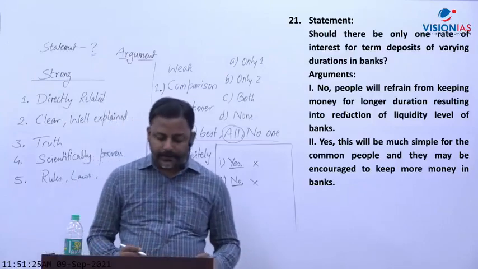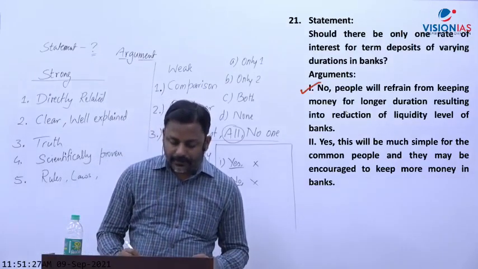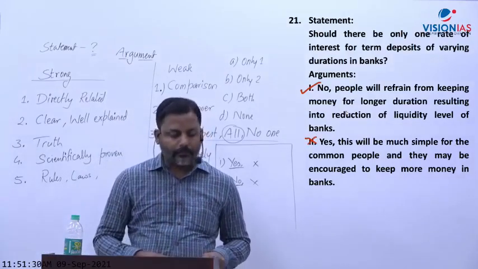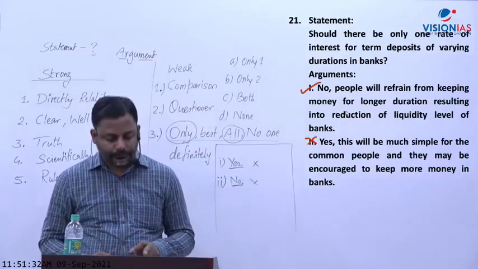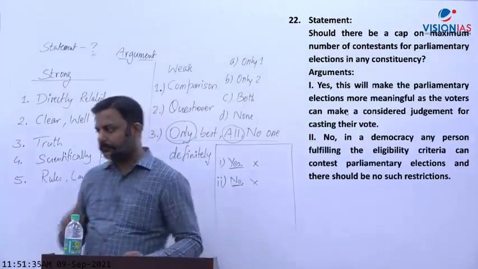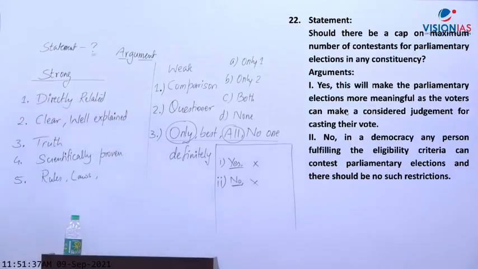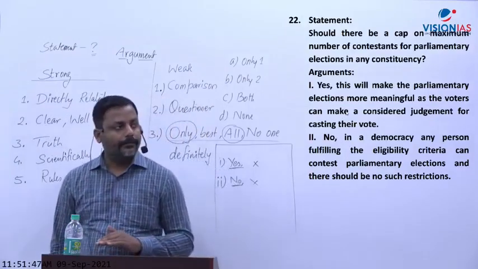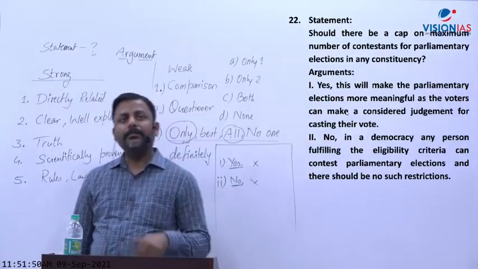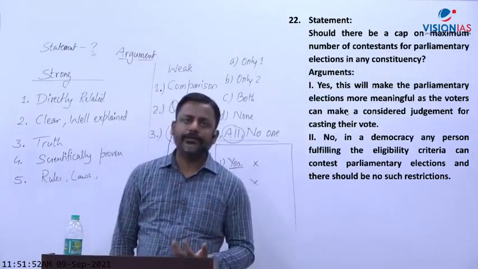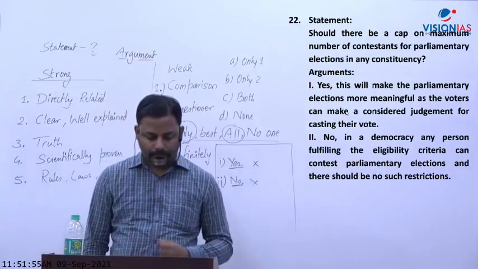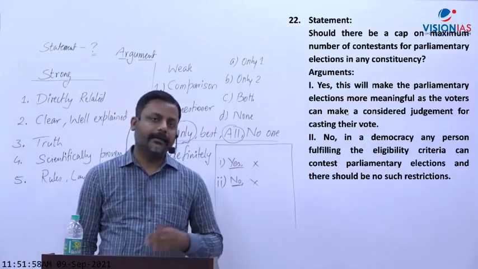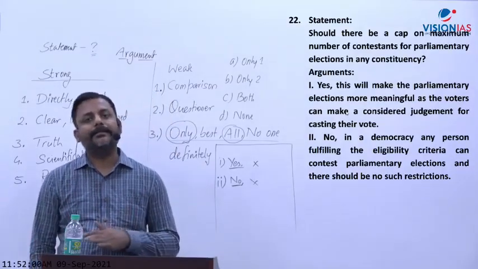Yes, the answer is first one is strong and second one is weak. Since banks keep different rates of interest for varying durations, the reason being that if one standard rate of interest is kept, people will try to put the money for a very short period of time, so that they will get the interest and they can also easily access their money.